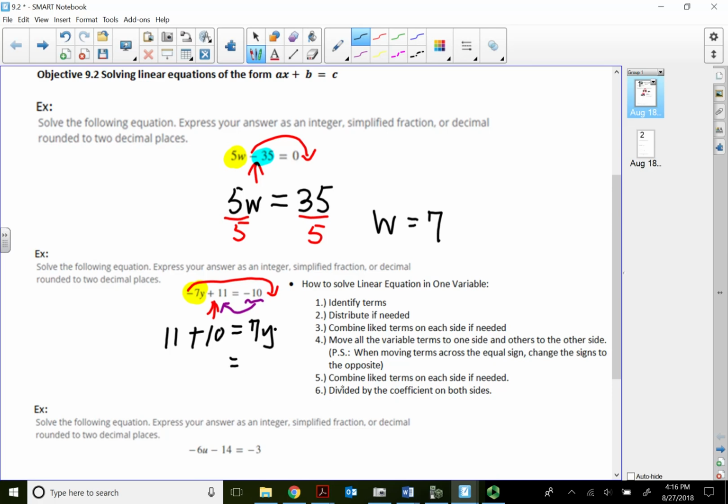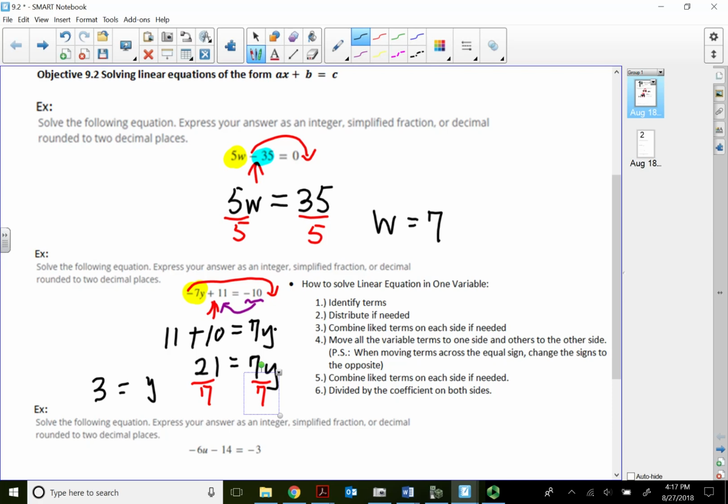Step number 5, combine like terms again on each side. That would be 7y equal to 21. Now I've got two terms, variable term on one side, everybody else on the other. No more like terms to combine, so I can divide both sides by my coefficient 7. Therefore, y is equal to 3.